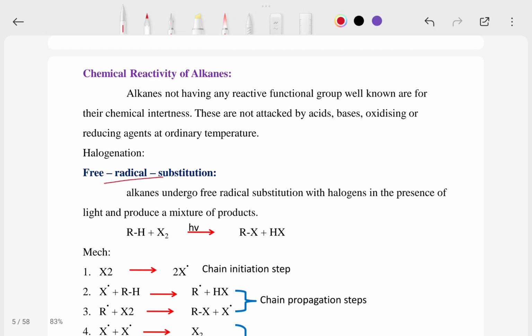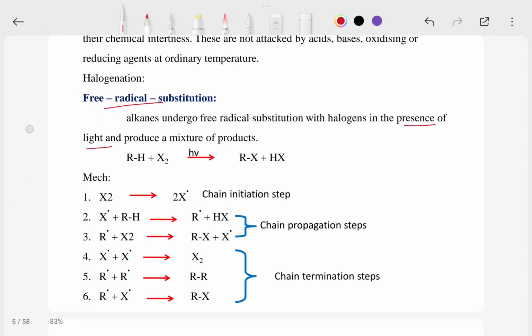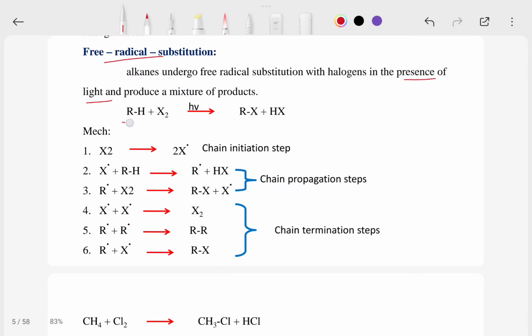Alkanes undergo free radical substitution with halogens in the presence of light. For example, alkane plus halogen in the presence of sunlight forms alkyl halide. You can observe the mechanism of this reaction. This reaction proceeds in three steps.